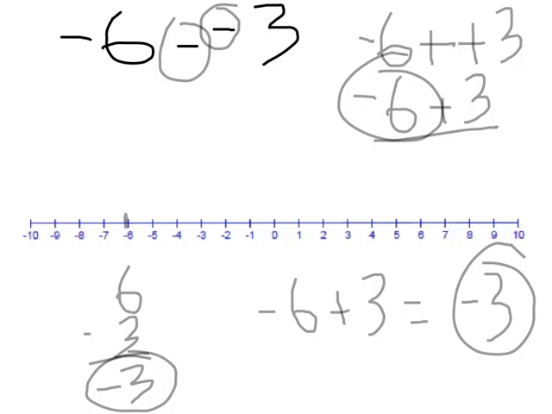Let's look at our number line. Start at -6. I'm adding, so I'm going to the right. 1, 2, 3, and I end up at -3. Let's do one more, and then I promise I'll be quiet and you can practice in peace.